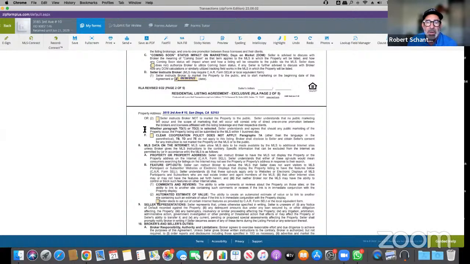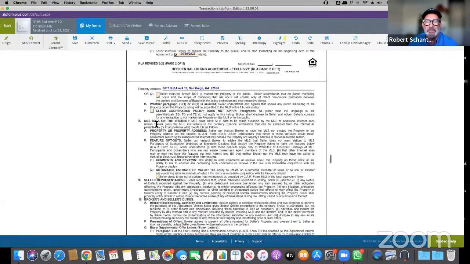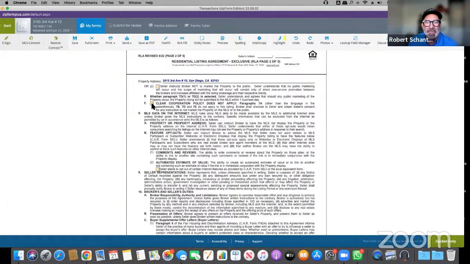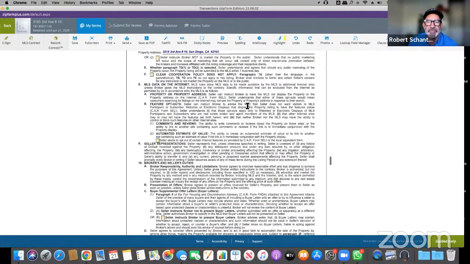And then item E, whether you check box 1 or 2, seller understands and agrees that should any public marketing of the property occur, the property listing will be submitted to the MLS within 1 business day. So technically, if you show a buyer, it's got to go to the MLS. No, it's really the next day. It's with the next business day, it needs to be going active in the MLS. And then F, you'll never, ever, ever check box X. F, never. Because it does apply. So just cancel F.